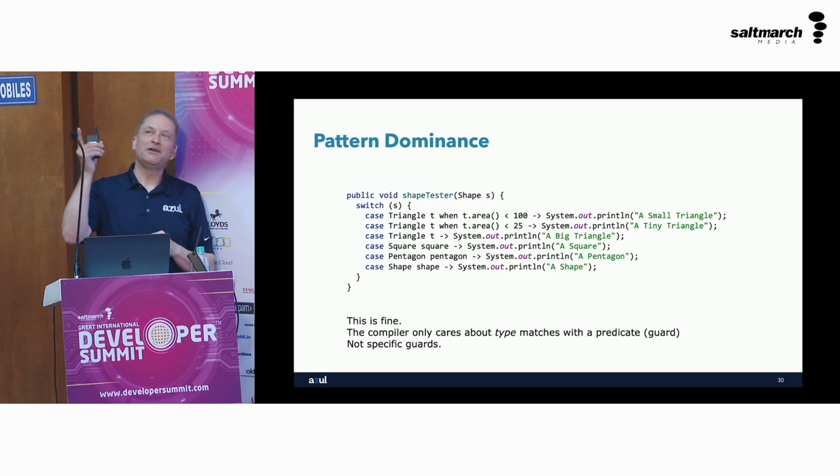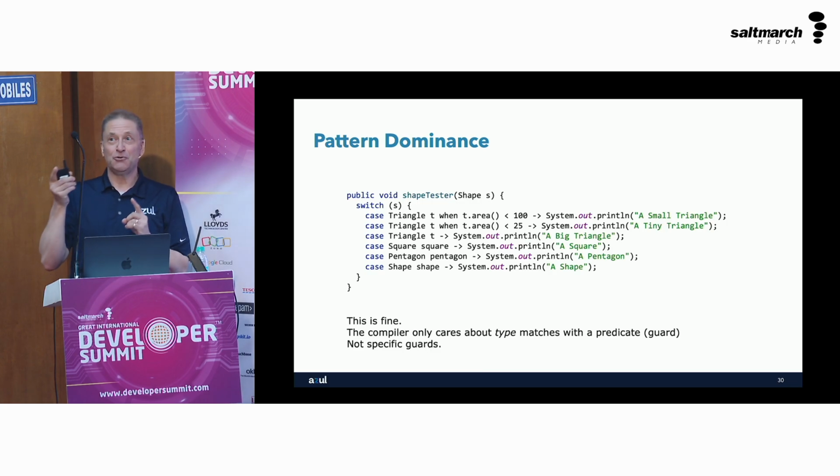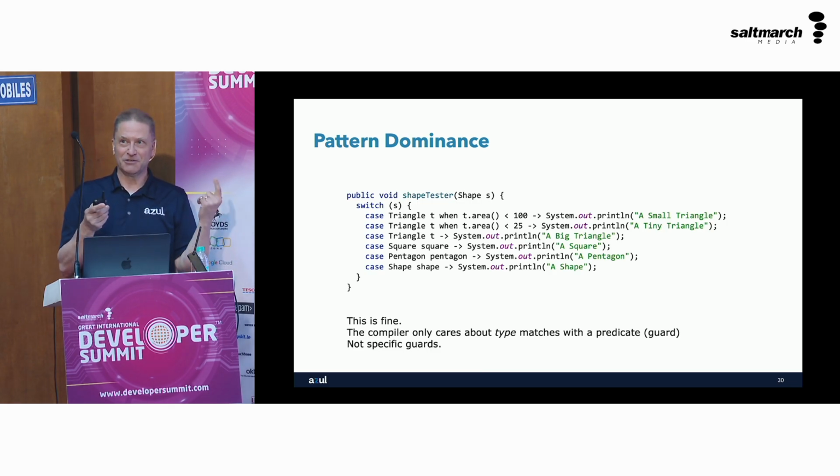Well, I deliberately didn't make shape abstract. So you can instantiate shape, in which case it's not a triangle, it's not a square, and it's not a pentagon. Therefore, it would then match against the shape. Yeah, if it was an interface or an abstract type, then you wouldn't need the shape at the bottom.